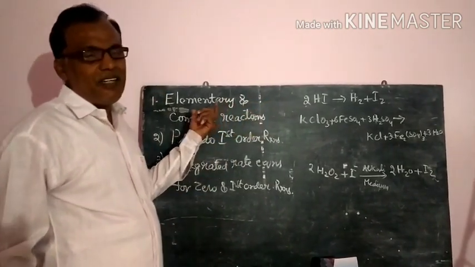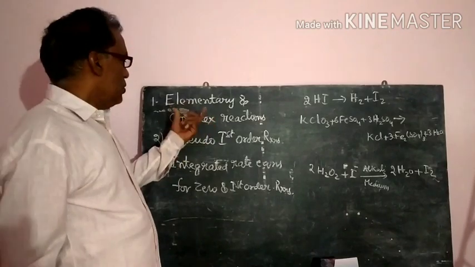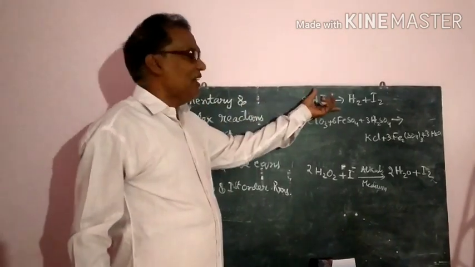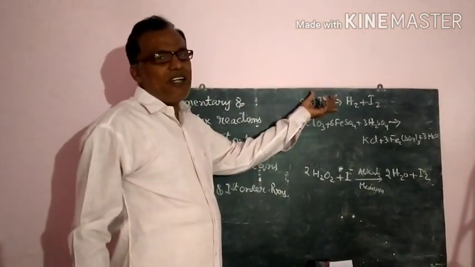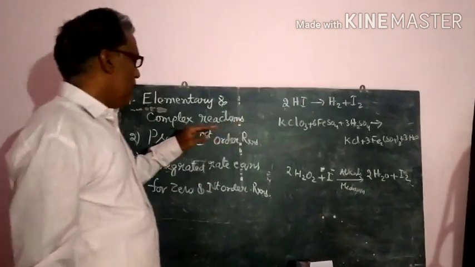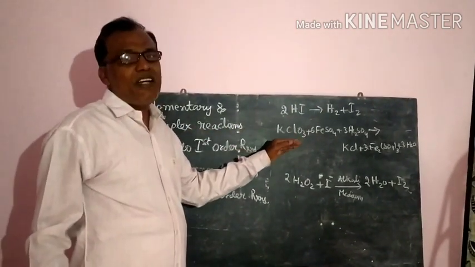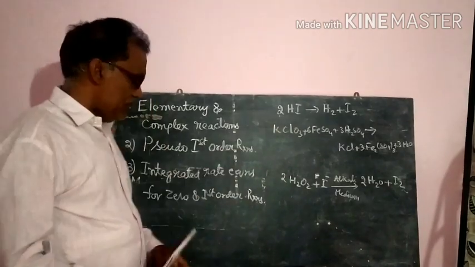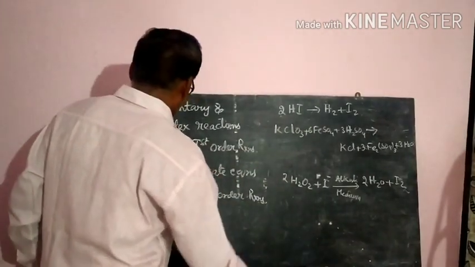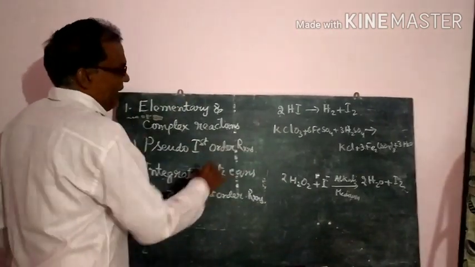They may ask the difference between these two. Elementary reactions are only a single step, so the mechanism is very simple. But for complex reactions, the mechanism is very difficult. Some examples are there. And one more concept is also there: pseudo order reactions.